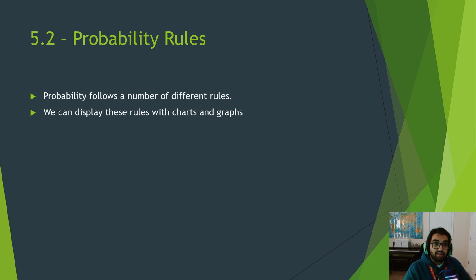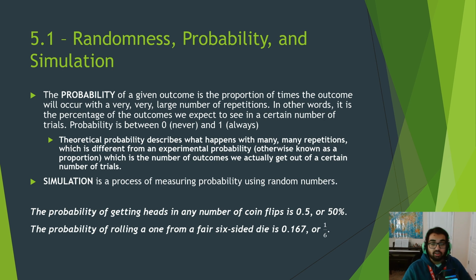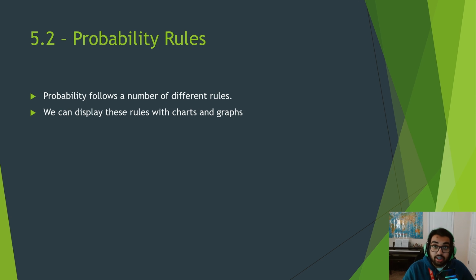Now, probability follows a number of different rules. We can display these rules with charts and graphs. Let's go over one of these rules before we forget. You can't have a probability of more than 1, and you can't have a probability of less than 0. It either doesn't happen, has some chance to happen, or it always happens. For example, the probability that I am cool is 1. It's 100%, because I'm chill like that.